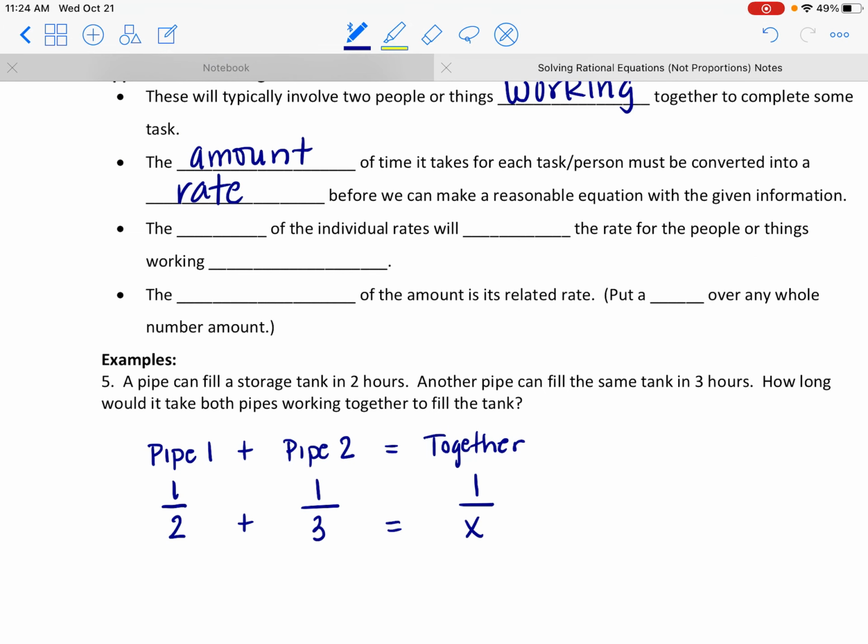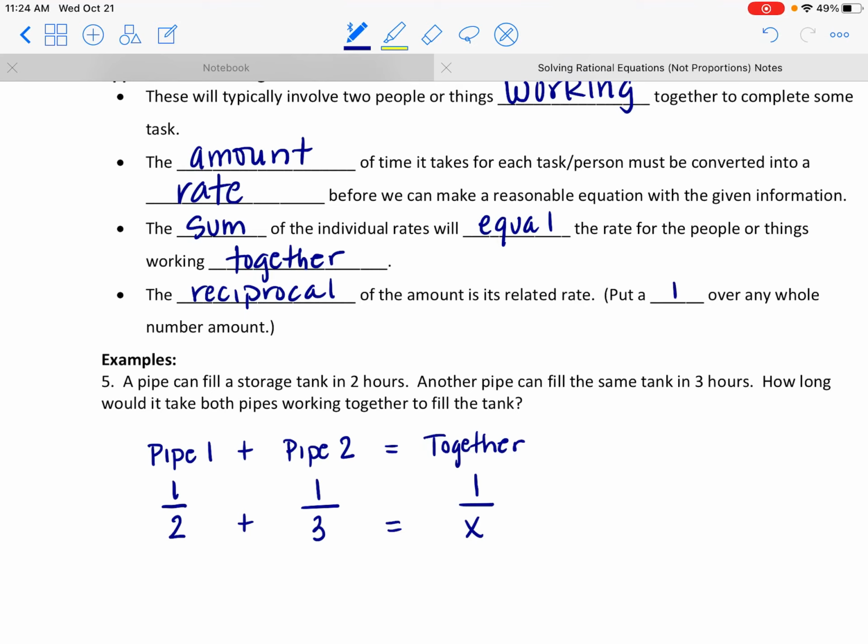So the amount of time it takes for each person or machine or whatever to complete a task has to be converted into a rate. We want to do that because the sum of the individual rates will equal the rate for the people or things working together. So we can make that logical equation out of their rates, and again, the reciprocal of the amount of time it takes is the related rate.